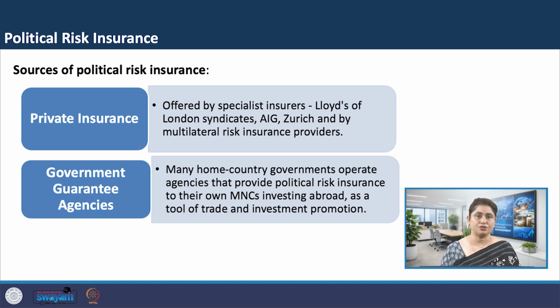Political risk insurance is available from two broad sources: private insurers and government guarantee agencies. Private insurance is provided by specialist insurers and dedicated political risk underwriters. Private insurers are commercially oriented. They price coverage based on assessed risks of the specific country and investment, and they offer a range of customized coverage types.